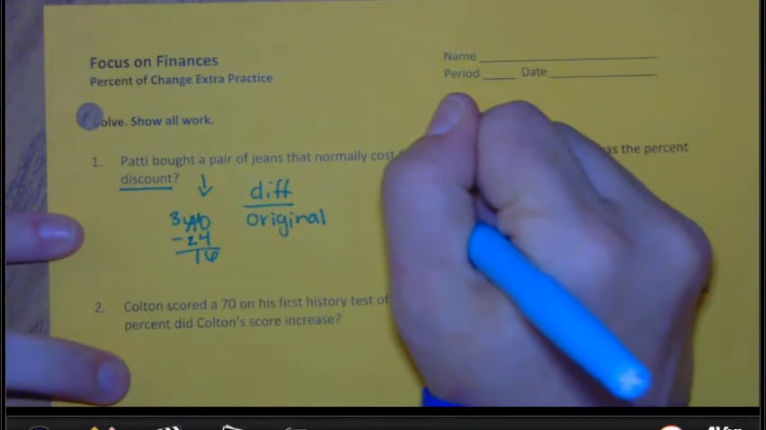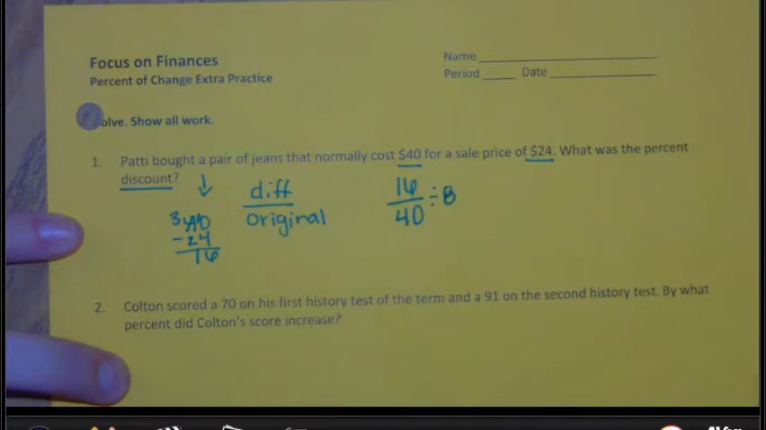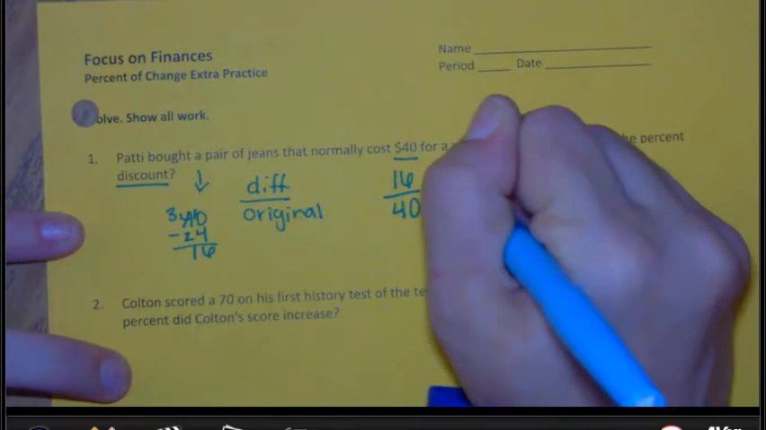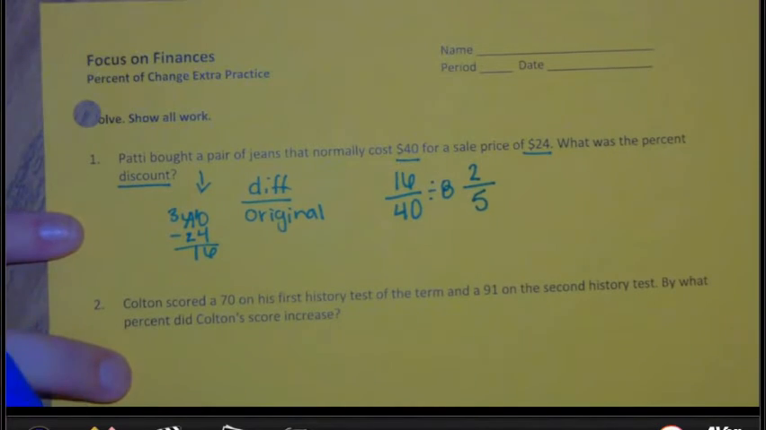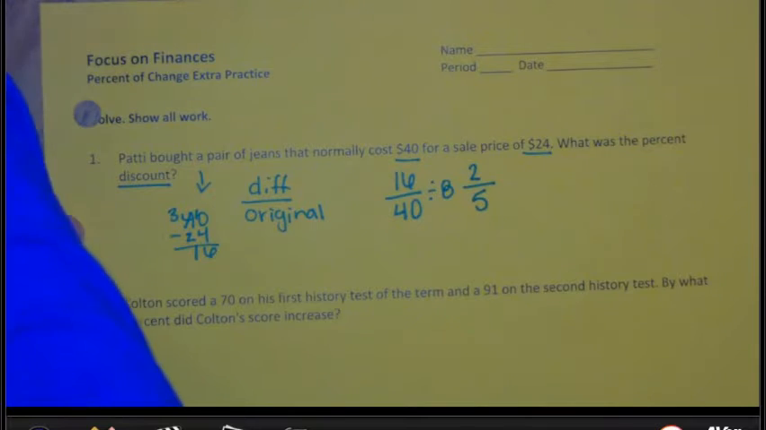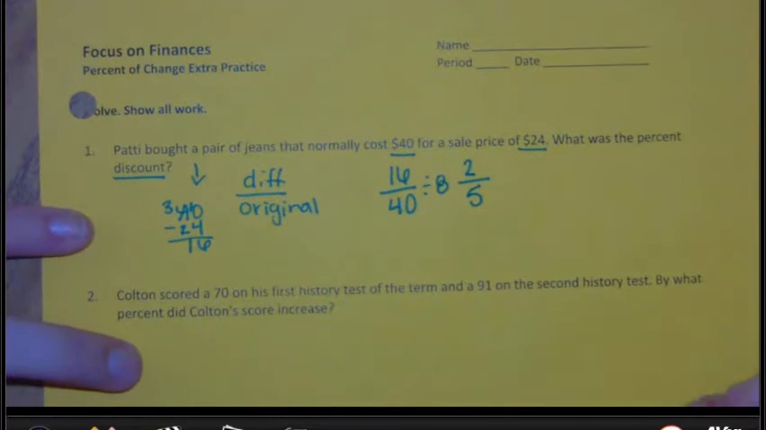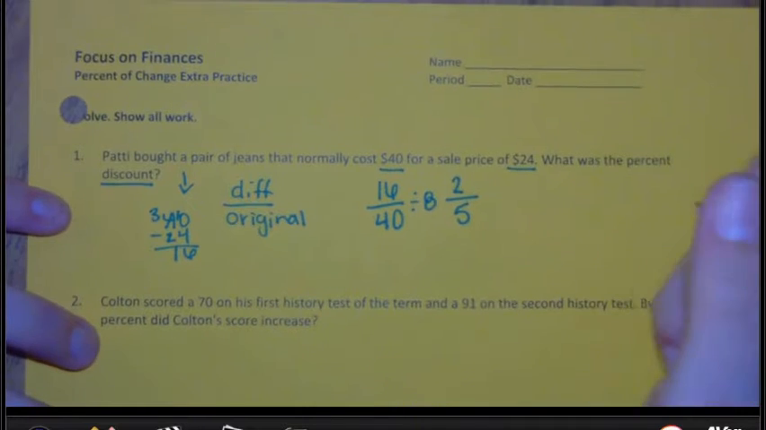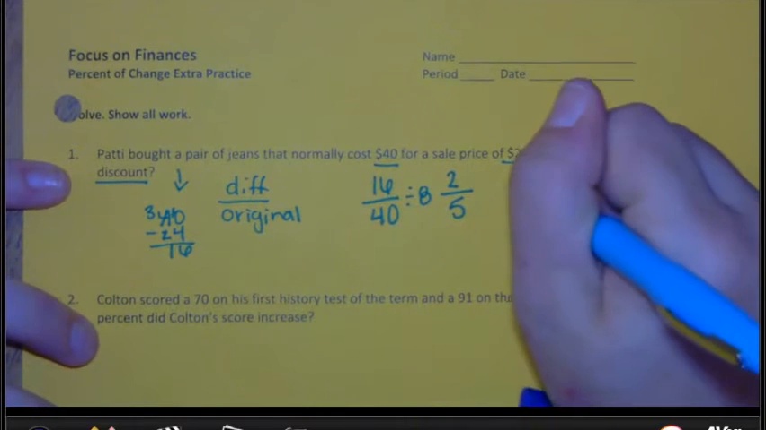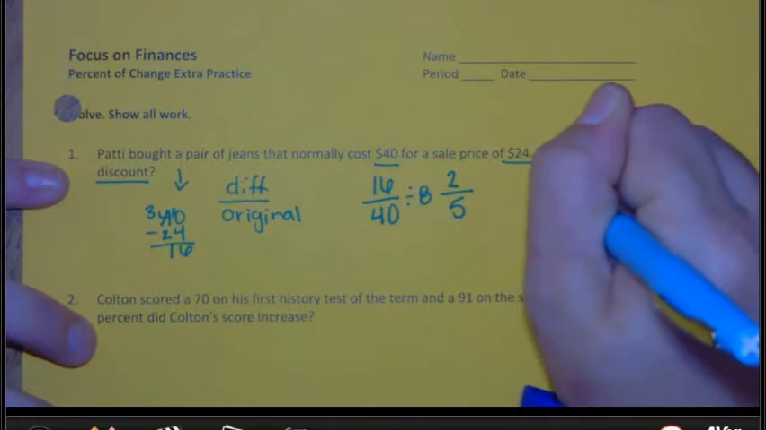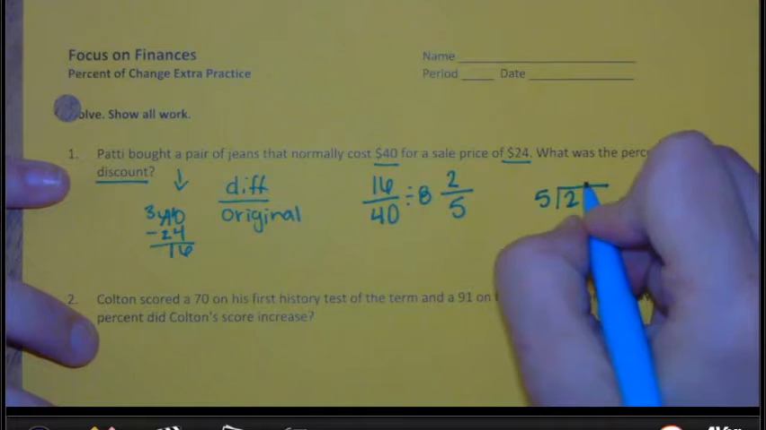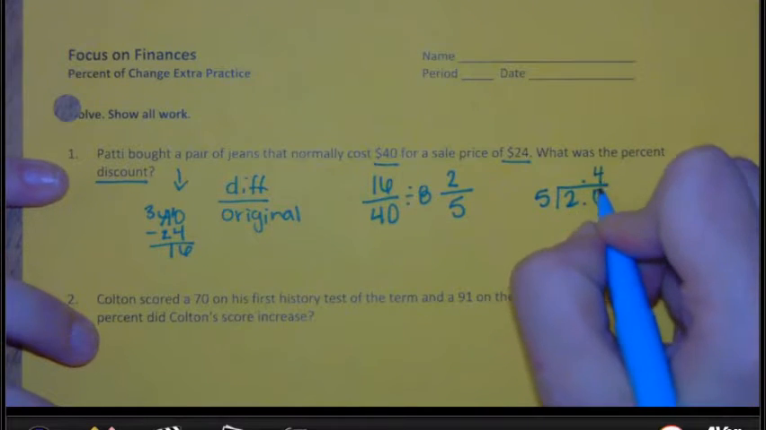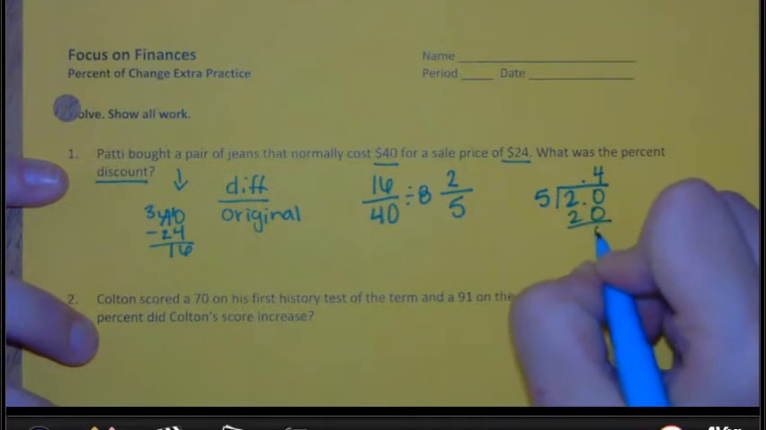Well, I know that 16 and 40 can both be divided by 8. 16 divided by 8 is 2. 40 divided by 8 is 5. I'm going to double check myself because Ms. Roberts really needs to have that pinpointed. Yep. And now I have 2 over 5. Now I need to turn this into a decimal to figure out what percent do I have. 5 goes on the outside, 2 on the inside. 5 cannot go into 2, so I need to add a decimal and a 0. But 5 can go into 24 times to have nothing left over.